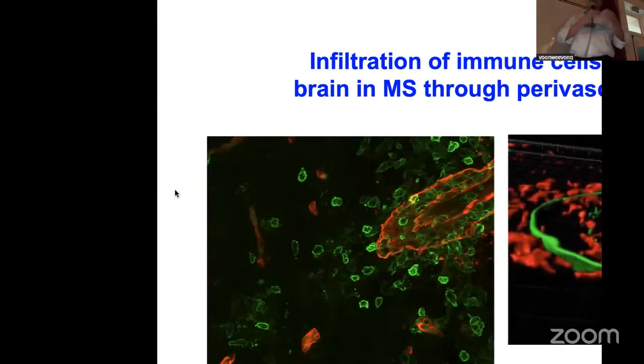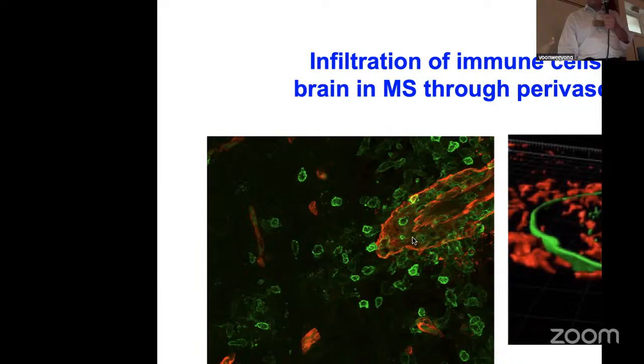First, I want to tell you about infiltration of immune cells across post-capillary venules of the blood-brain barrier into the CNS parenchyma. We can visualize those in EAE or in MS tissue sections, where here's the lumen of a blood vessel. In the central nervous system, the post-capillary venules have two basement membranes, and you can see them, the first one here and the second one here.